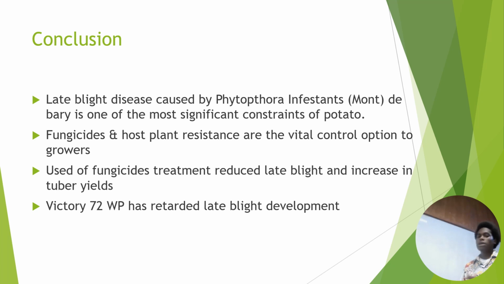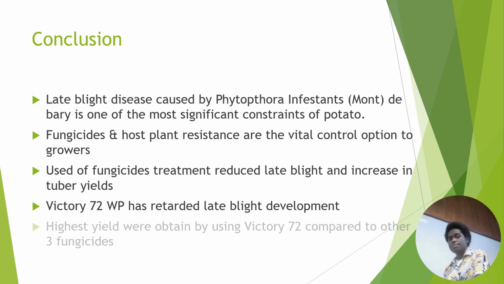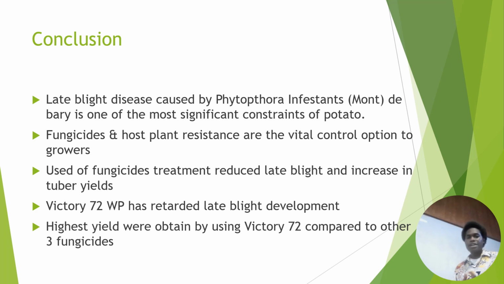Let's identify from the paper. Out of the four fungicide treatments used, the Victory 72 WP retarded the late blight development. The highest yield was obtained by using Victory 72 compared to the other three fungicides.